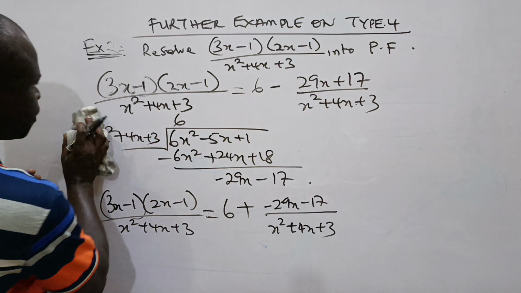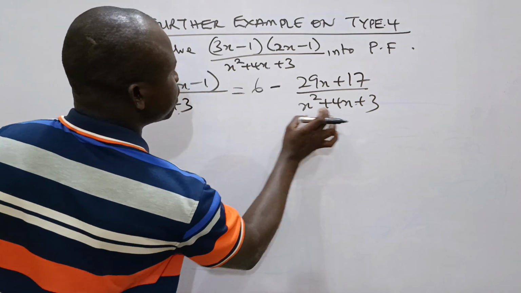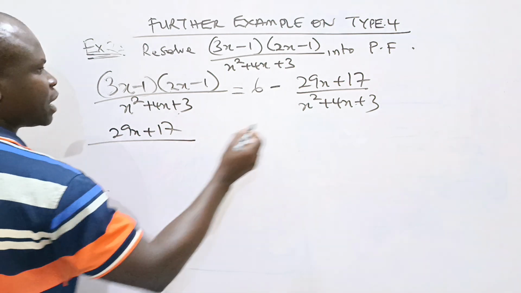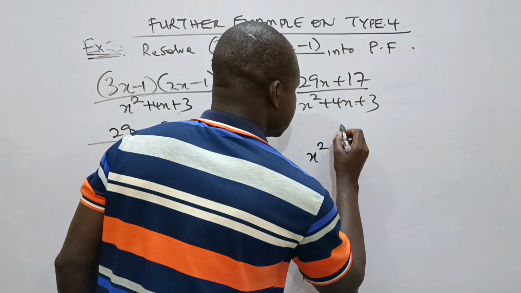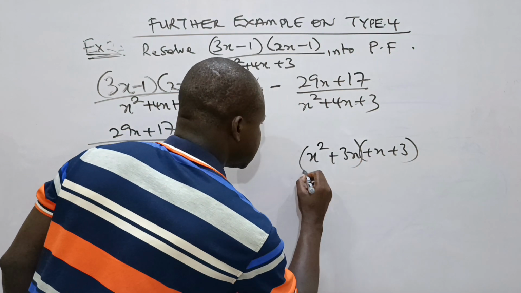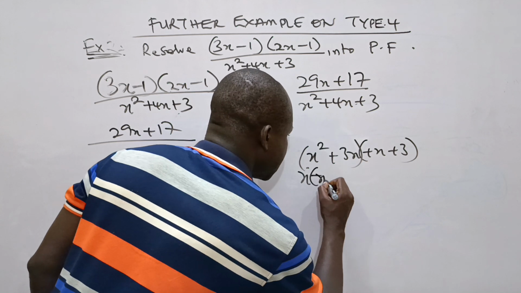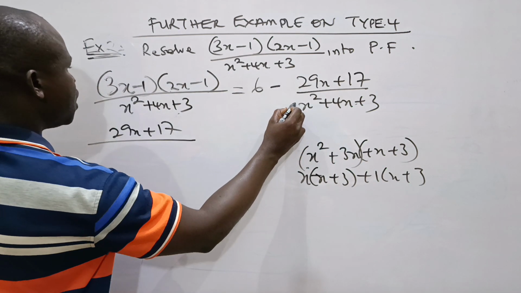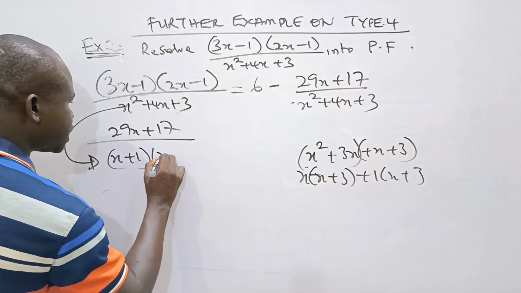So once we have taken this step, then what we'll be left with is that we will now resolve this into partial fraction. I will have 29x plus 17 all over, can I factorize this? Yes. That's x squared plus 3x plus x plus 3. So we do that. That's x into (x plus 3), then plus 1 into (x plus 3). This will now be resolved as (x plus 1) into bracket (x plus 3).